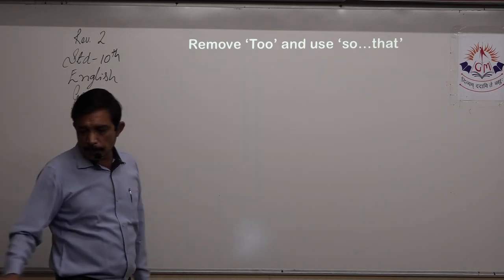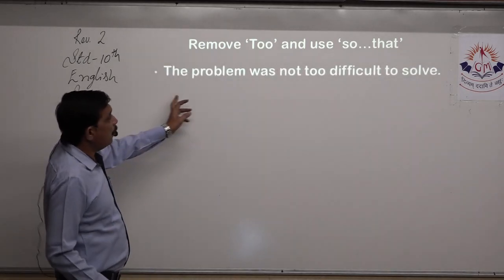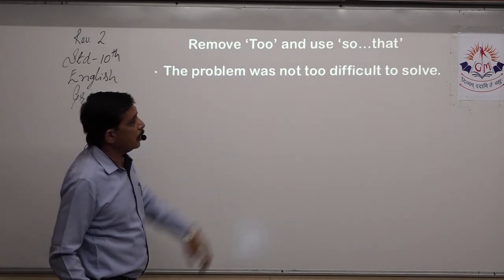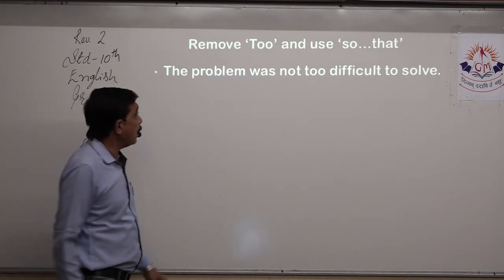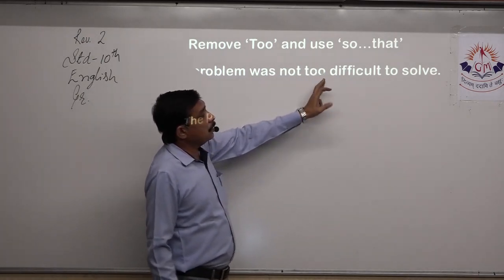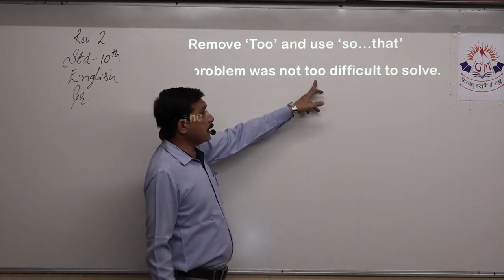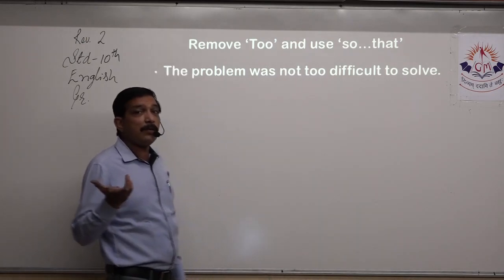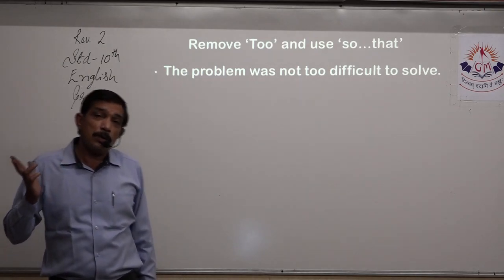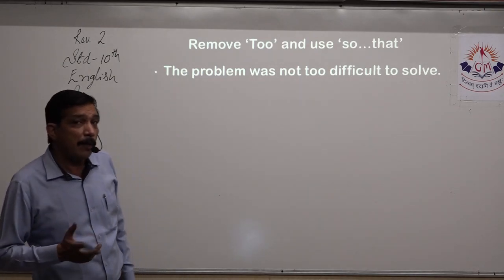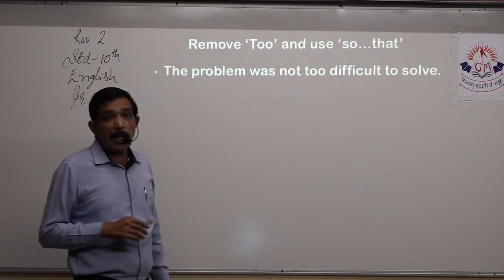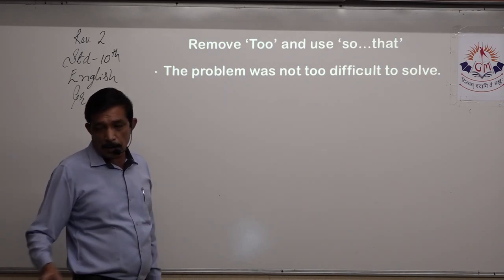The same sentence. The problem was not too difficult to solve. That means, now, not too difficult to solve. That means too is there with a negation. That means when we remove too, we also have to remove the negation. When we are applying, that means we will have to make an antonym. Let us see.